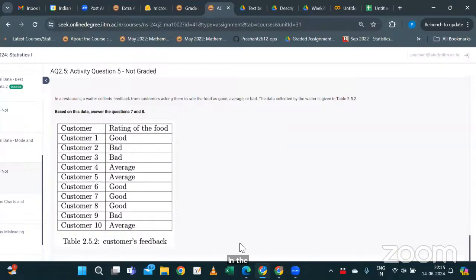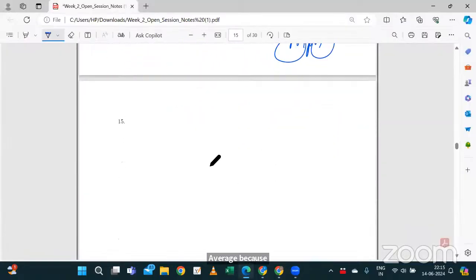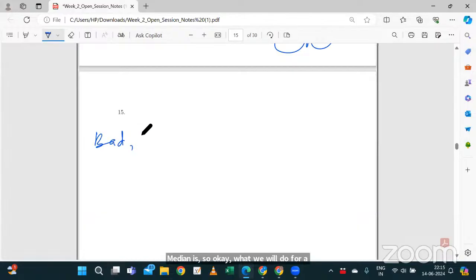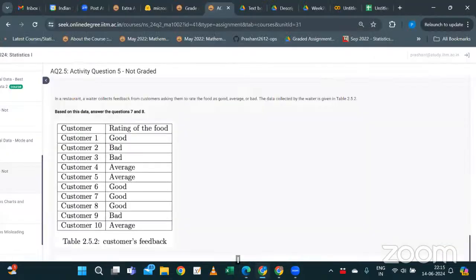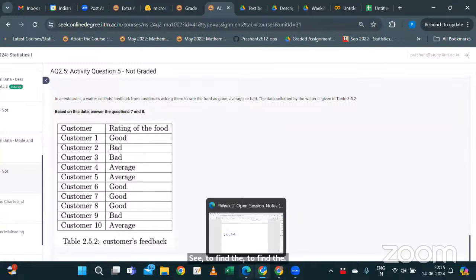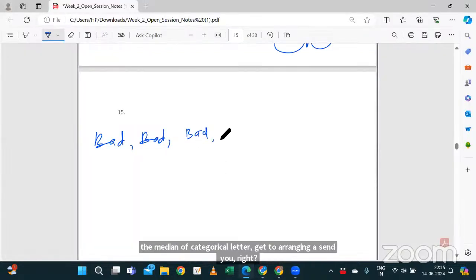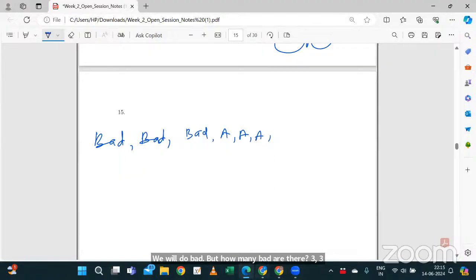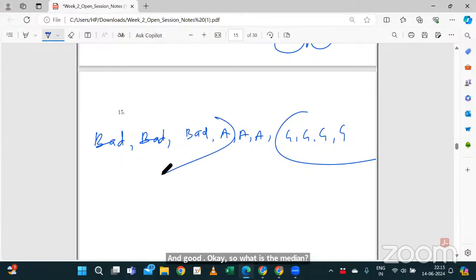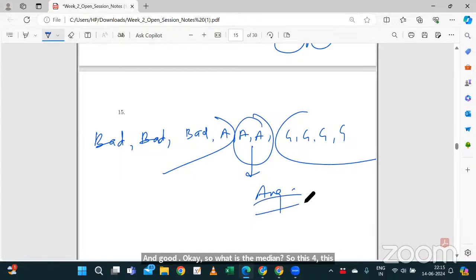See, to find the median of categorical data, we have to arrange it in ascending order, right? How many bad are there? 3 bad, 3 average, right? I will write A for average, and good 4 times, G for good. Okay, so what is the median? I have arranged in ascending order, right? Median is the middle observation. So among these, the median will be average. So to find the median of categorical data, the first thing you have to do is arrange in ascending order.